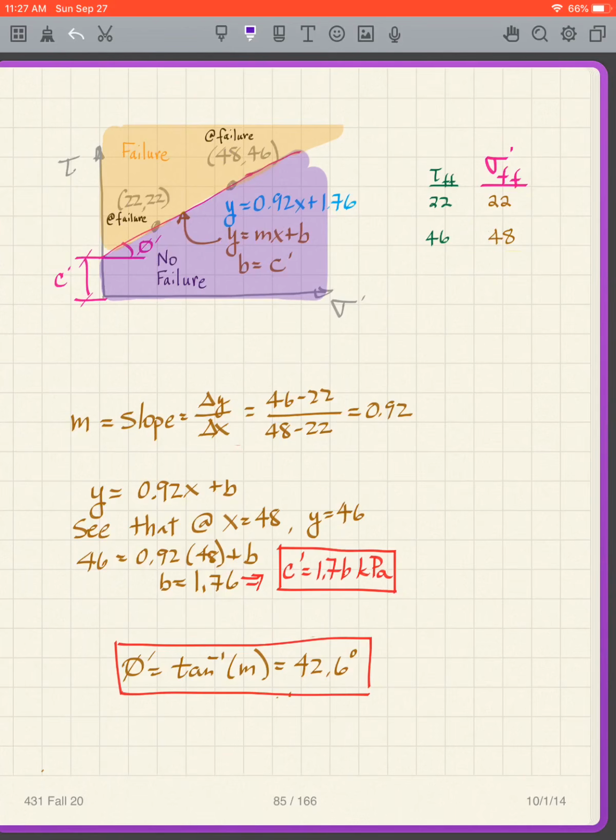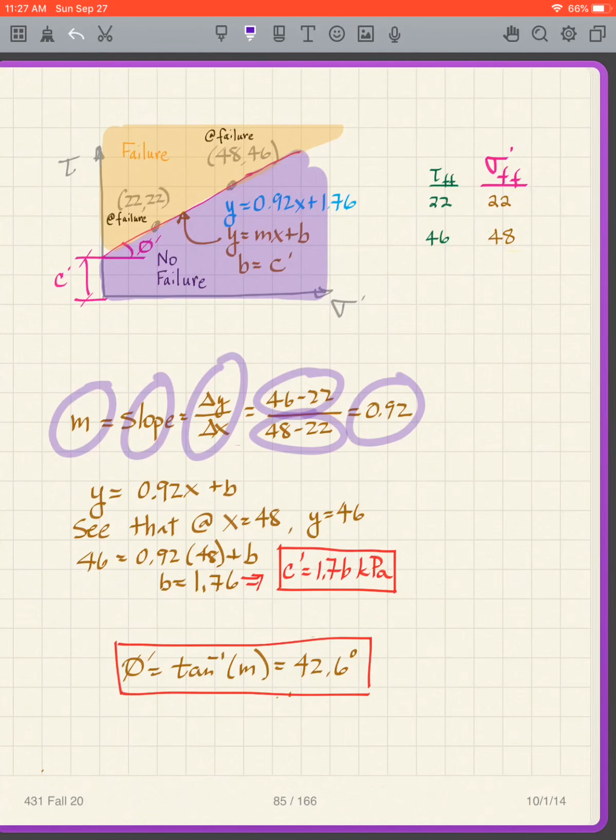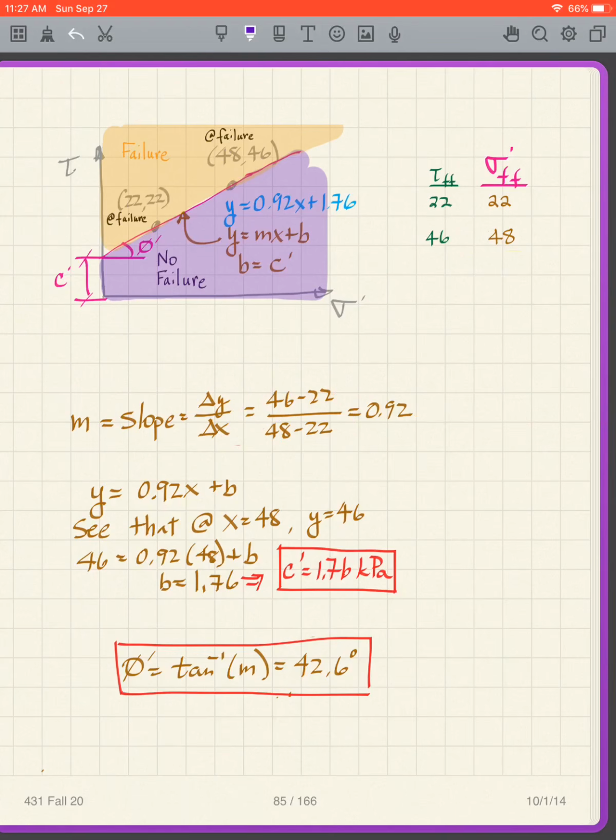What we want to do for our calculations is write an equation of that line using y equals mx plus b, noting that our b, our intercept, is c prime. So we know m is the slope, delta y over delta x. We have our delta y, our delta x, and we get 0.92 for the slope of that line. Then using y equals mx plus b, 0.92x plus b.